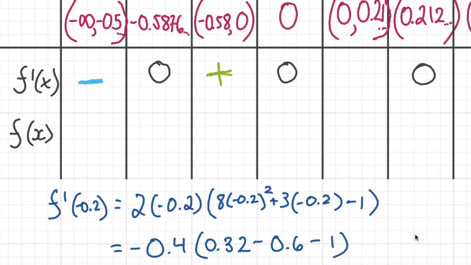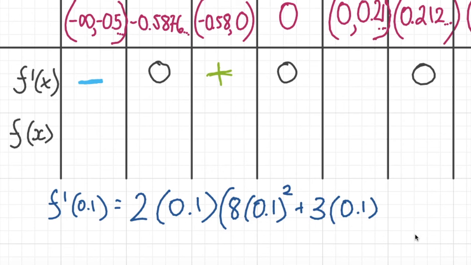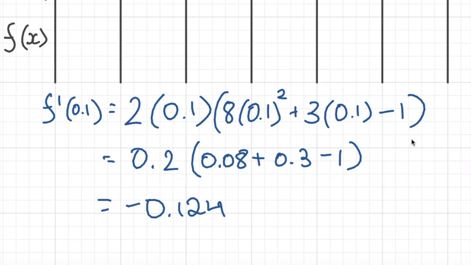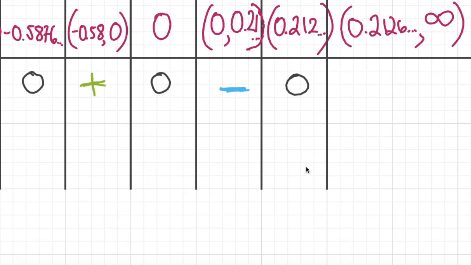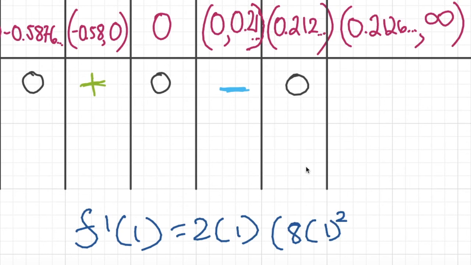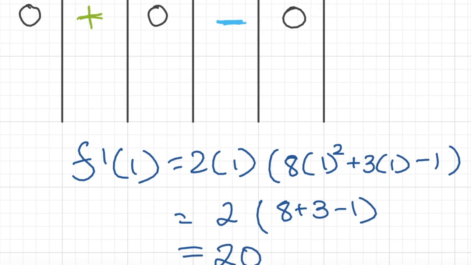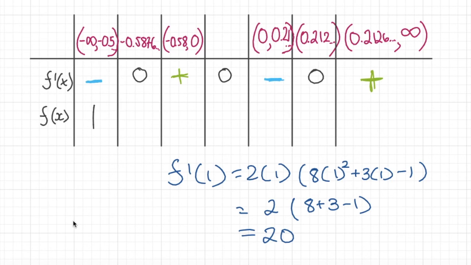Moving on to our next interval, we choose 0.1, and we see that f prime at 0.1 is equal to negative 0.124, which is negative, and so we place a negative sign. For our final interval, we will choose 1, and so we have that f prime at 1 is equal to 20, which is positive, and so we place a positive sign. The final thing that we need to do is to determine the intervals of increase and decrease.